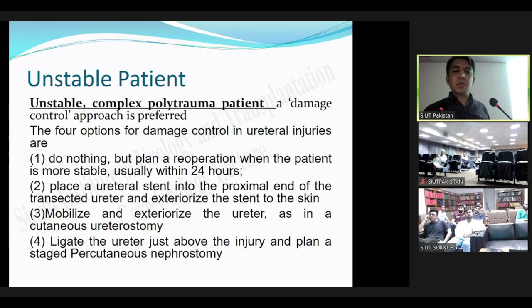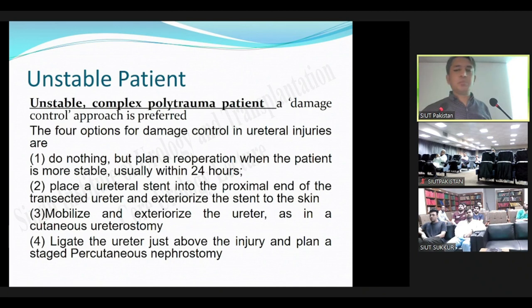Number one, do nothing but reoperate when the patient is more stable, usually within 24 hours. Or just put a ureteral stent into the proximal end of the transected ureter and extrude the stent to the skin. Or we can mobilize the ureter and extrude it as a cutaneous ureterostomy. Or we can ligate the ureter just above the injury and then plan a staged percutaneous nephrostomy. We will be unable to perform percutaneous nephrostomy at the time of surgery; it is not even recommended to do further damage in such a case.